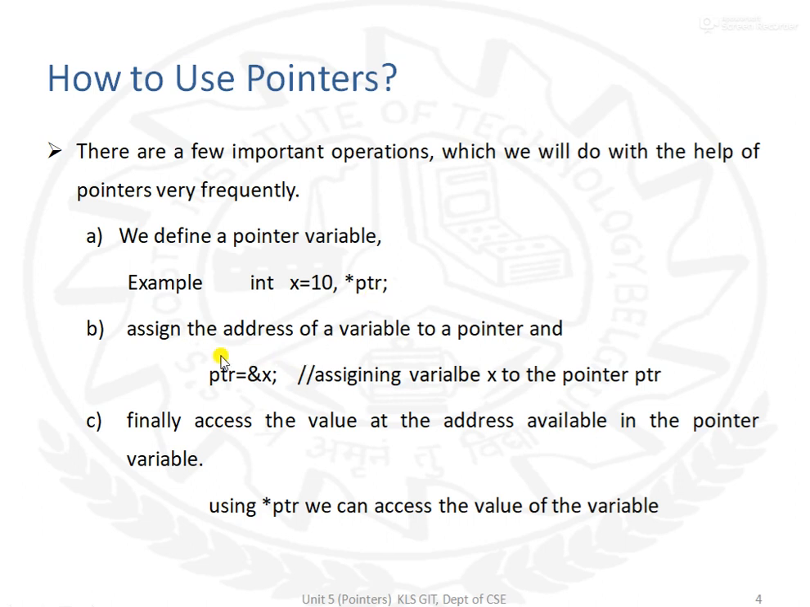So the next one is assigning the address. As we have seen here for the same example, we'll continue. So ptr = &x. The & indicates the address of x, which is assigned to the pointer variable ptr. Now keep in mind that we are not using the star symbol at this location. Only ptr, which is the pointer variable name, we are using it here for assigning, and &x is used to assign the address of variable x to the pointer.